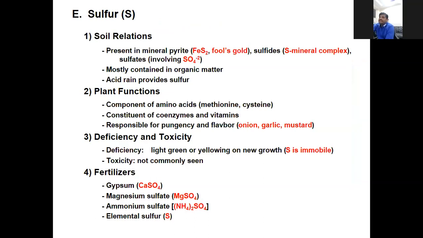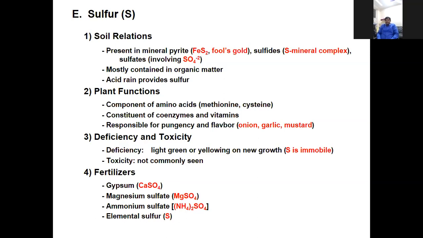Then the secondary macronutrient, that is sulfur. The functions of sulfur: it is a component of amino acids, particularly sulfur-containing amino acids, that is methionine and cysteine, consisting of various coenzymes and vitamins, responsible for pungency and flavor in onion, garlic, and mustard. In onion, allyl propyl disulfide is present, that is responsible for pungency, and in garlic, diallyl disulfide is the chemical responsible for pungency.